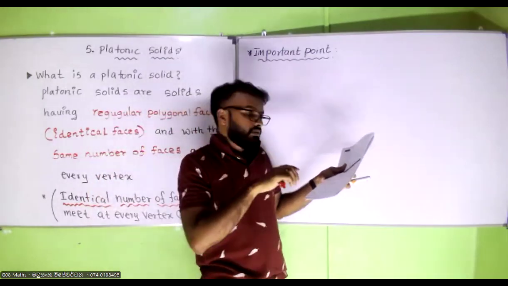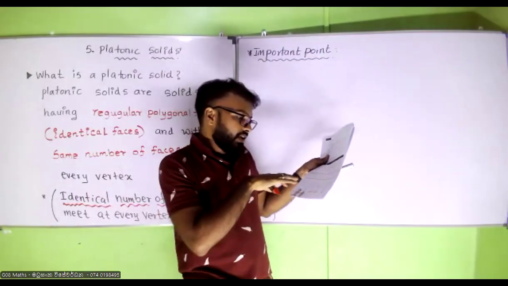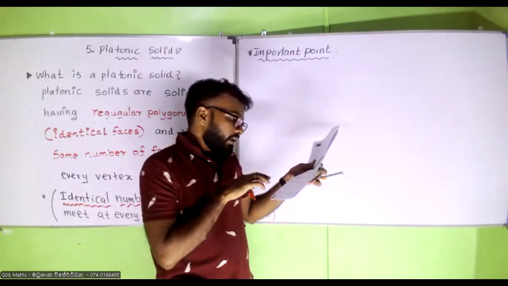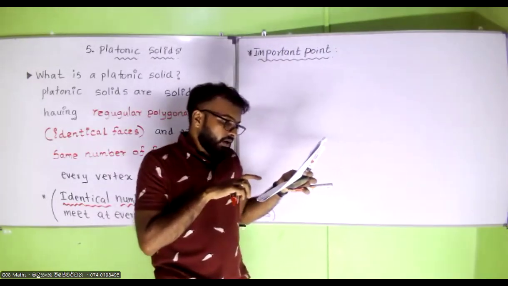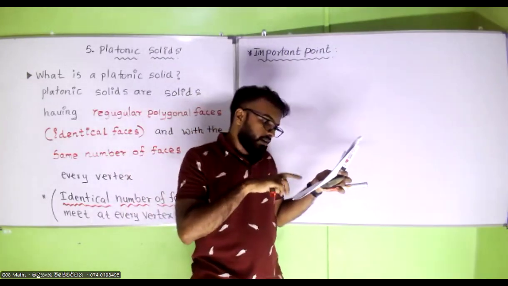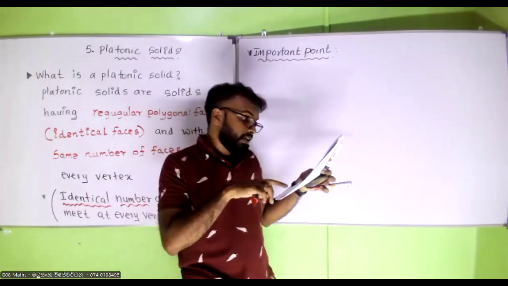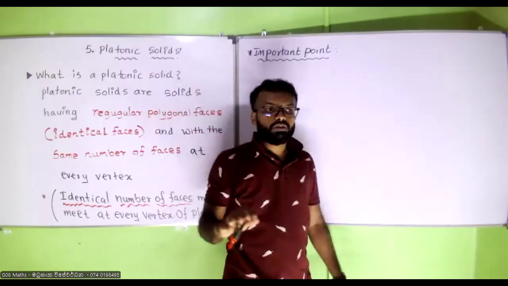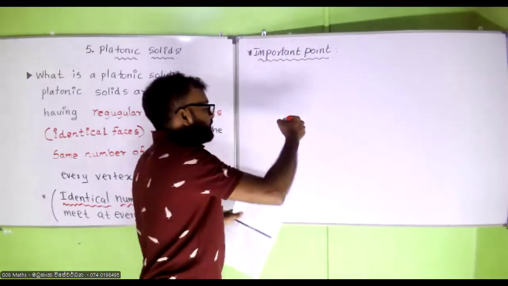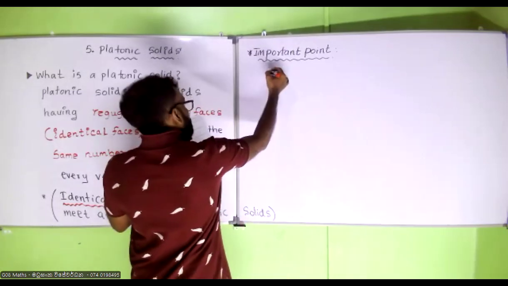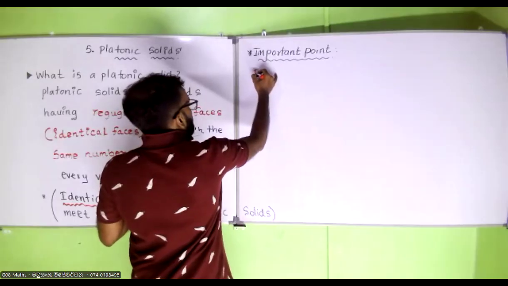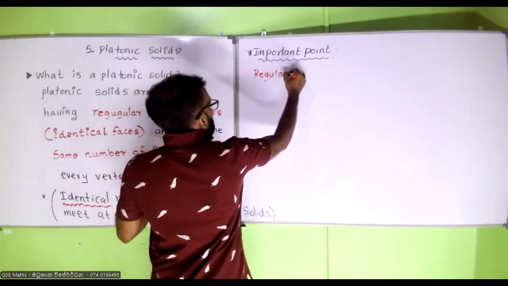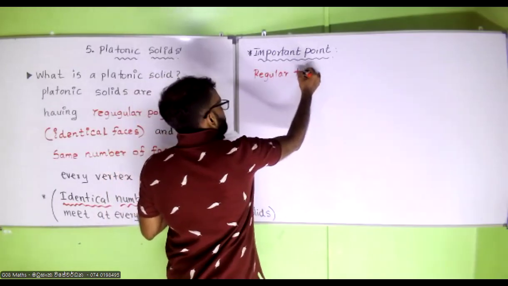I have given you some figures below, and I am going to write it here as a sentence. Regular tetrahedron, cube, regular octahedron, regular dodecahedron and regular icosahedron. All of them are platonic solids. So I will write it here. Please write with me.